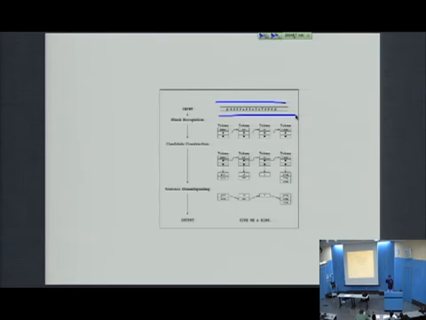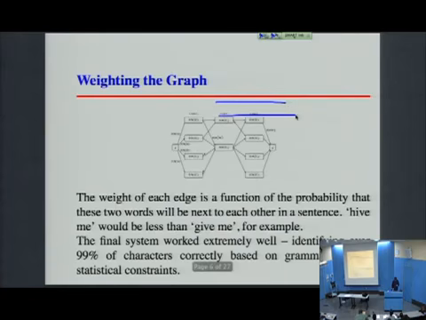Any questions? And when we did this, we ended up getting 99% of all characters right when you interpret it. So you could read the message when you entered it this way. Any questions about it? The moral here is that if you can find the shortest path, a lot of problems can be modeled as shortest paths. Any questions about that?